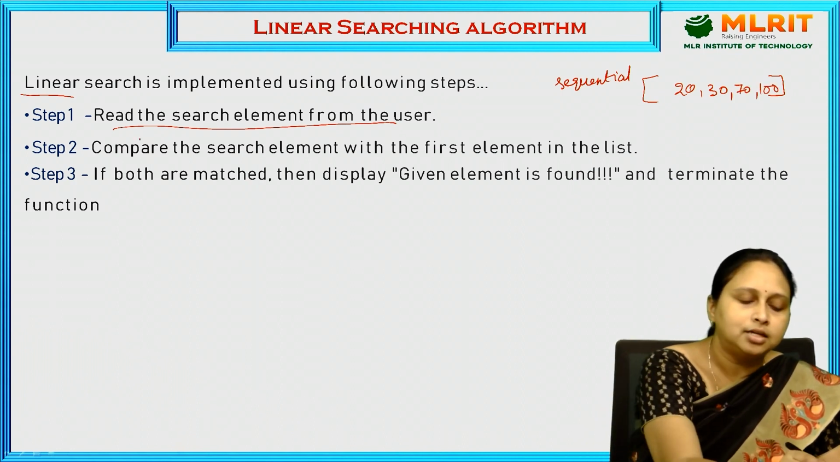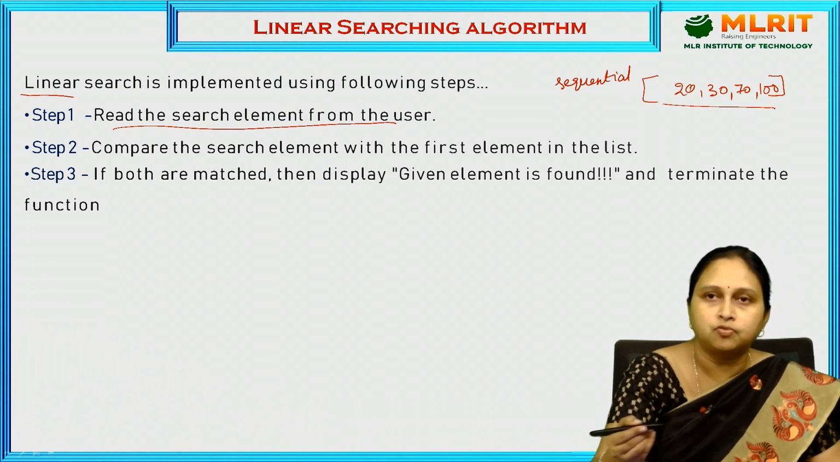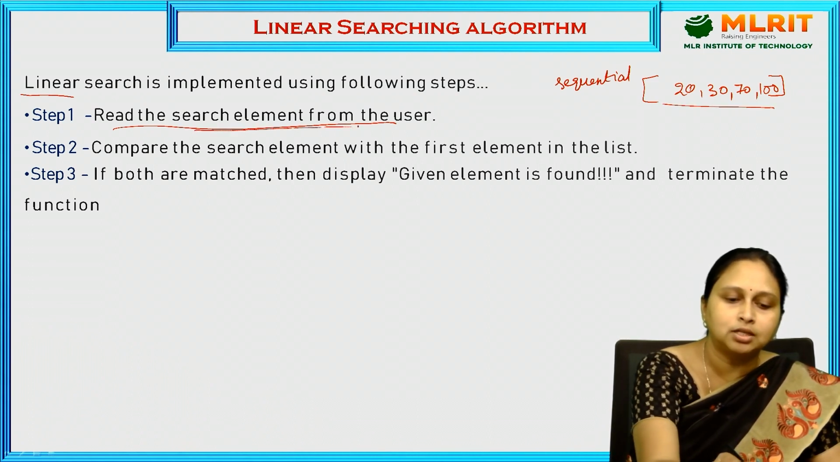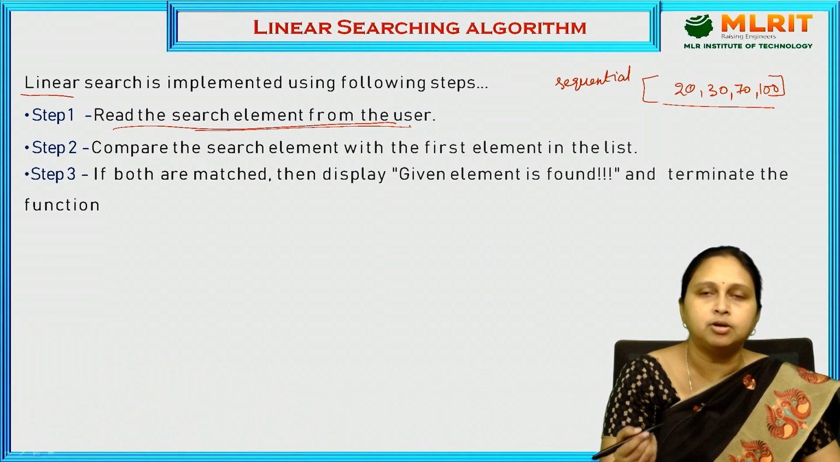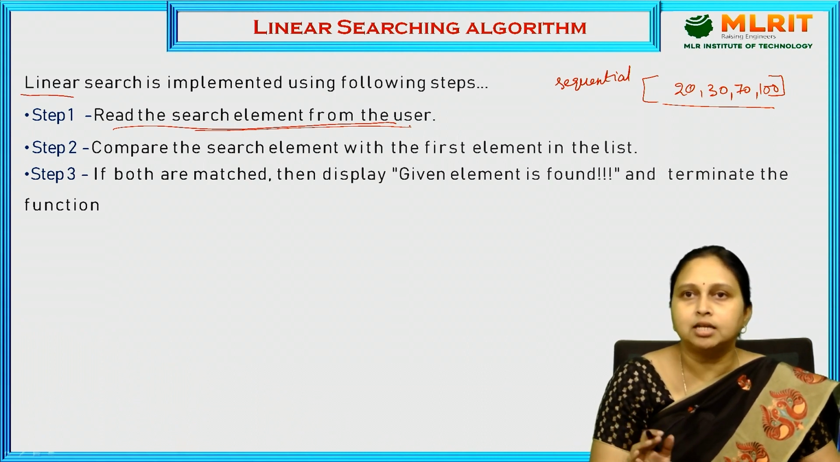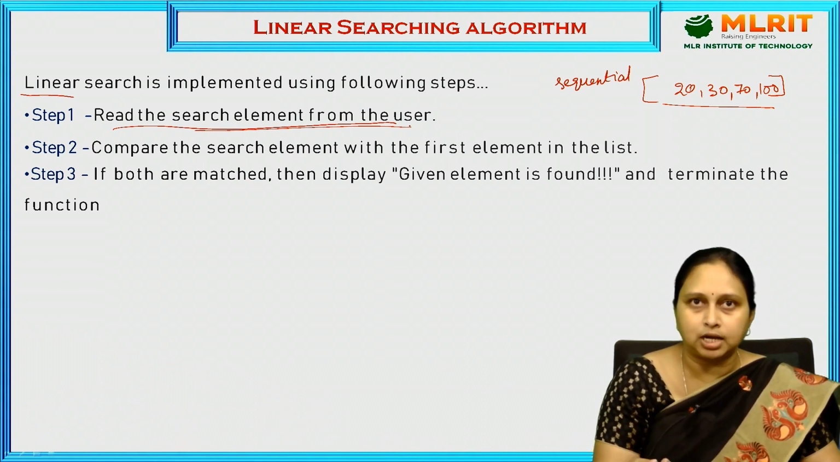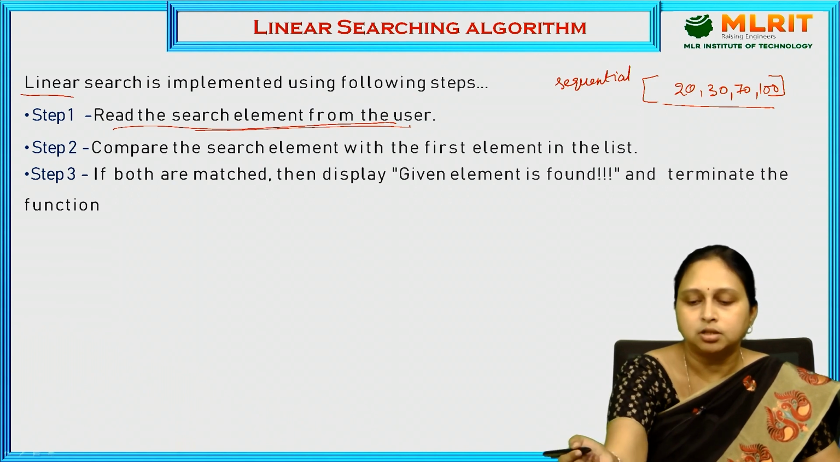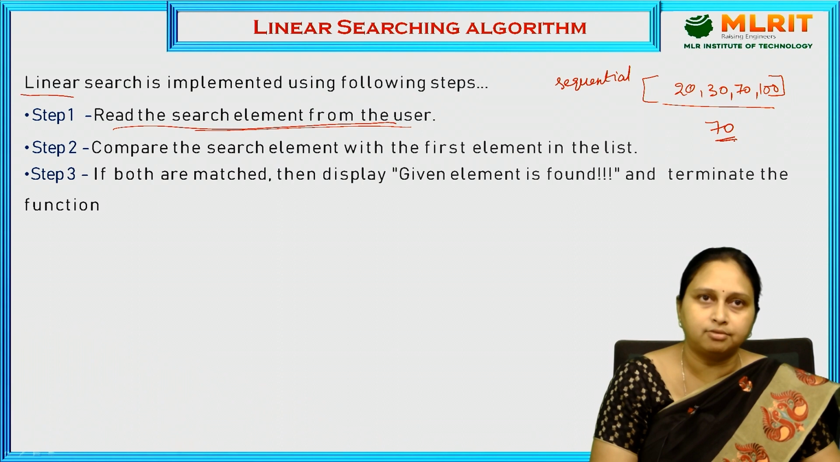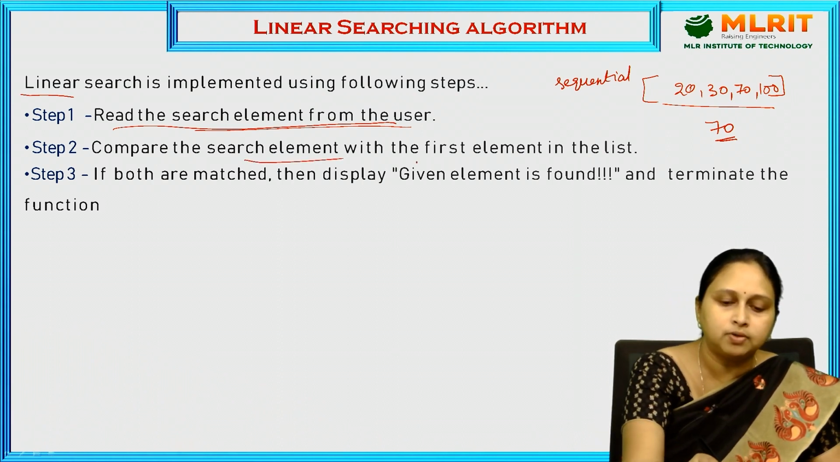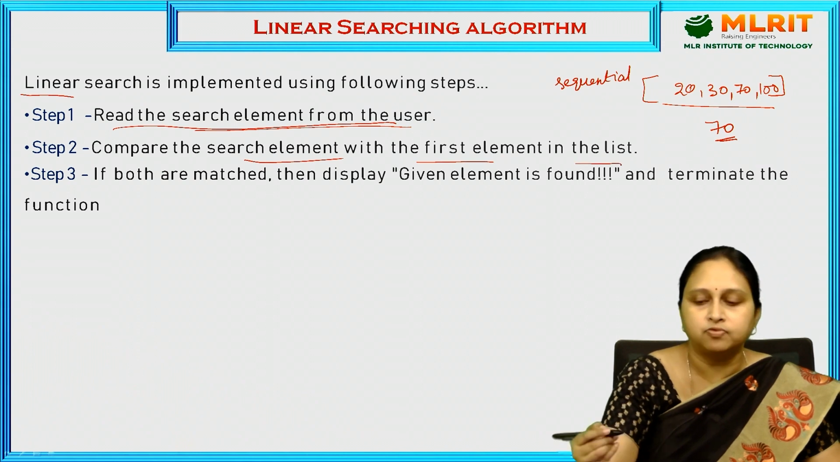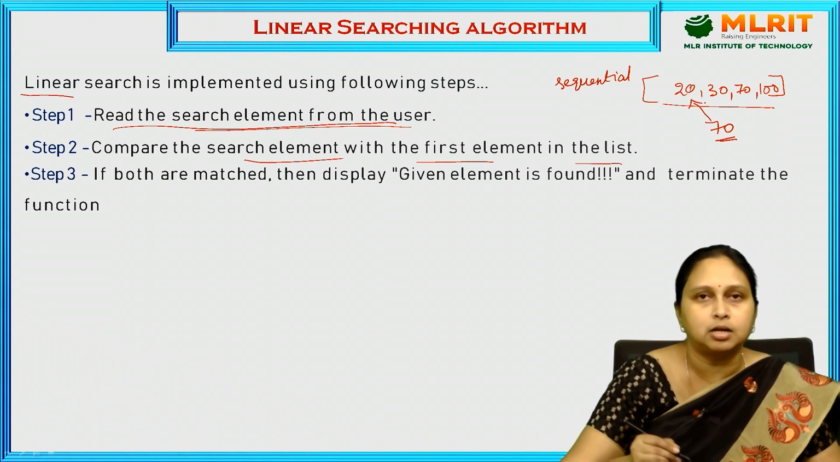The next step: first we need to have a list of elements, then we need to read the search element from the user. After taking a list, we need to take a search element from the user. Suppose I have taken it as 70. This is the element which I have read from the user. Compare the search element with the first element in the list. First, I am going to compare with the first element in the list.